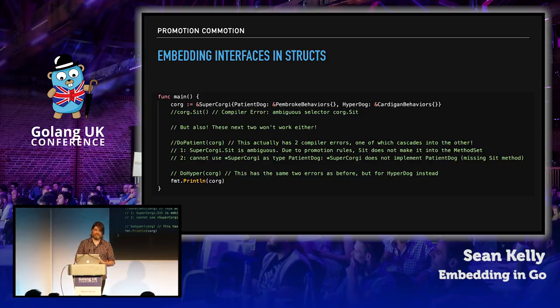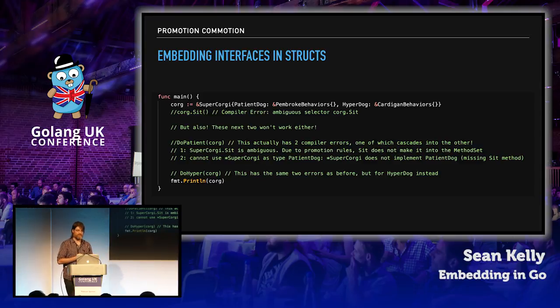The second one you get, though, and this is probably a little more confusing until you sit and think about it, is that you can't use your super corgi as a patient dog or as a hyper dog because it no longer implements the methods that are on that interface. Even though you have them there, you can go and look at them, you can go and see them and touch them, and depending on how you want to do it, you might even be able to invoke them individually on the behavior classes. You can't actually do it through the promoted class anymore, because they didn't even make it into the method set. The method set is so strict that once one method goes in, and another method that has the same name goes in, both get evicted.